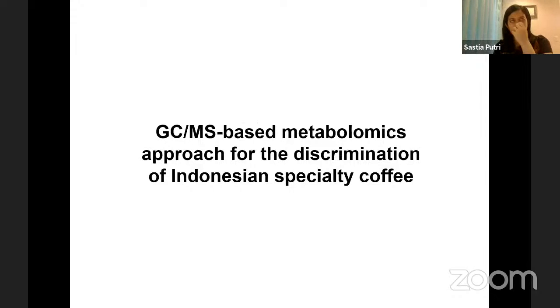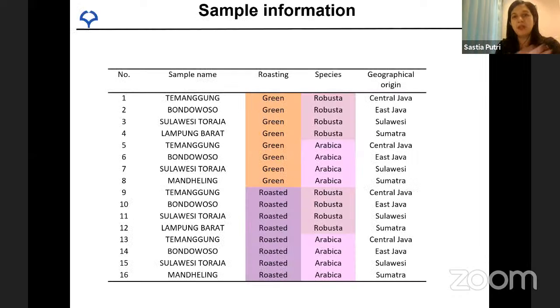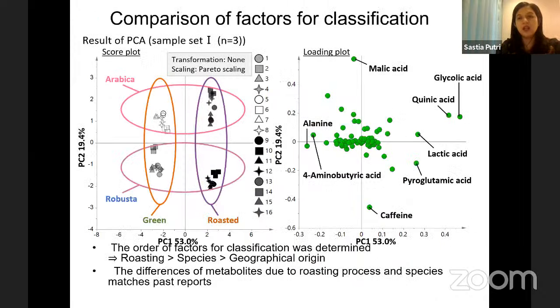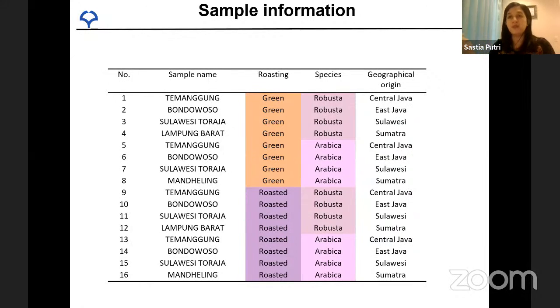Then we continued on also to discriminate Indonesian specialty coffee, not only coming from kopi luwak, but also specialty coffee in general, coming from many different kinds of areas. So we also collaborated with ICCRI here in Pusat Koka Jember to compare the metabolite profile of coffee samples coming from different regions in Indonesia. Here you could see that we have samples from Java, from Sulawesi, from Sumatra, and we have Robusta and Arabica in green or roasted state. When we compare these factors simultaneously, you could see that we have three different variables: the roasting process, species, and geographical origin.